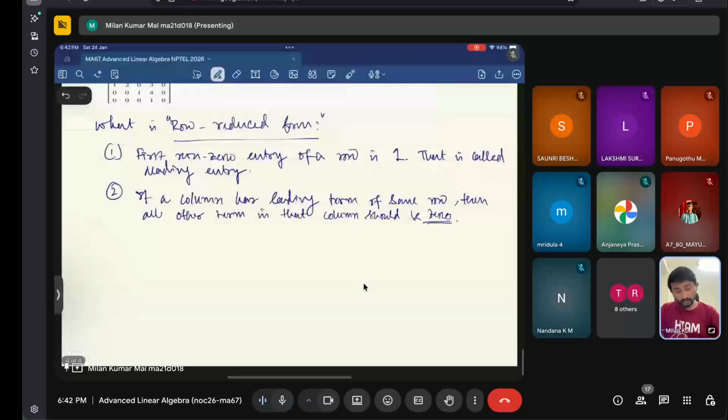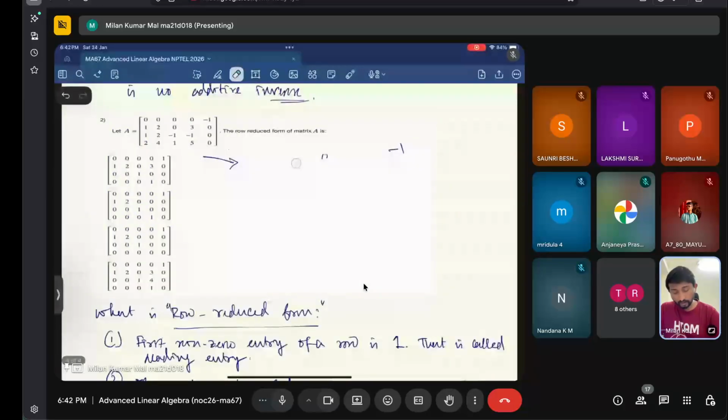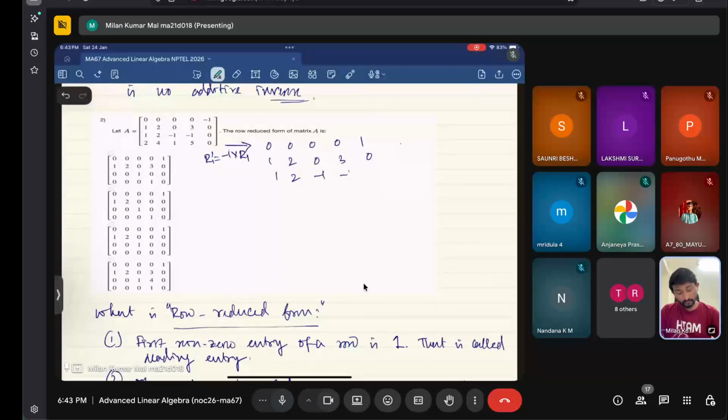Still, you can do it here. So from here to here, what we'll do is multiply -1 with R1 and replace it: R1' = -1 R1. So this will be 0, 0, 0, 0, 1, because the first non-zero term of this first row is -1, but I want it to be 1. That's how we get it by multiplying by -1. The other rows are 1, 2, 0, 3, 0, 1, 2, -1, -1, 0, 2, 4, 1, 5, 0.